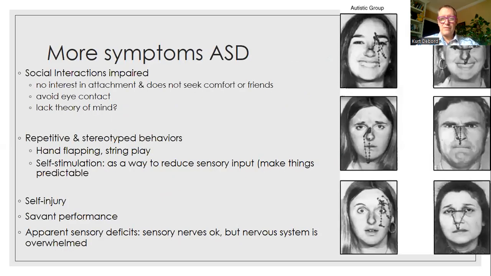Some more symptoms of autism spectrum disorder: social interactions are clearly impaired. I mentioned that they're not folding to the parents holding. So almost no interest in attachment, not seeking comfort or friends even. Avoiding eye contact. I'll show you here on the right, you can see that a child without autism will typically look first at left eye or right eye, left eye, and then kind of mouth, nose, and you can just see how that works.